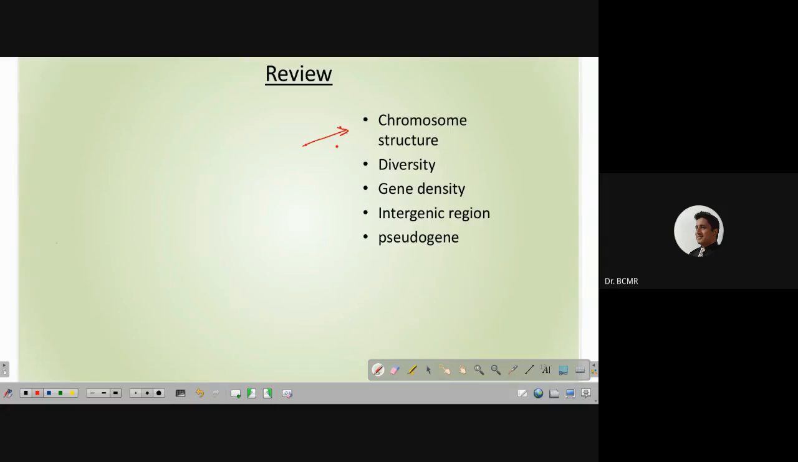Then we have gene density. Gene density is the number of genes per MB, if you want to talk about it as a specific formula. MB means megabase pairs.